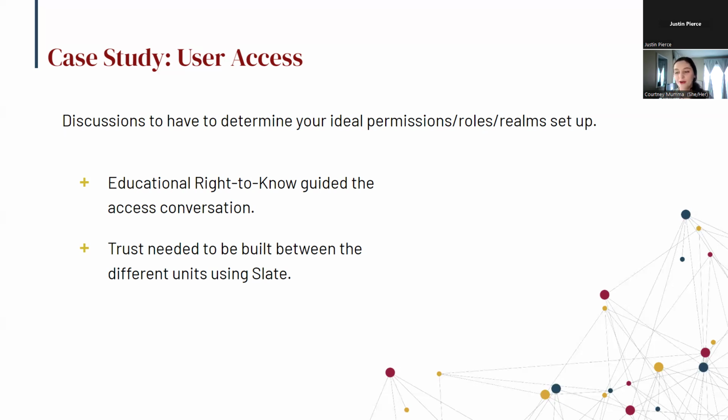And then there also needs to be some trust built between the different units using Slate. There needs to be trust within your admissions team to know that your student success team isn't going to come in and mess up the sandbox that they've been building in for the last couple of years. I don't know about y'all, but once you start building in Slate, you get really attached to the projects that you're creating. You get really proud of the system that you built, which is good. You should have pride in the work that you do, but passing off the reins to somebody else coming in can be really tough.